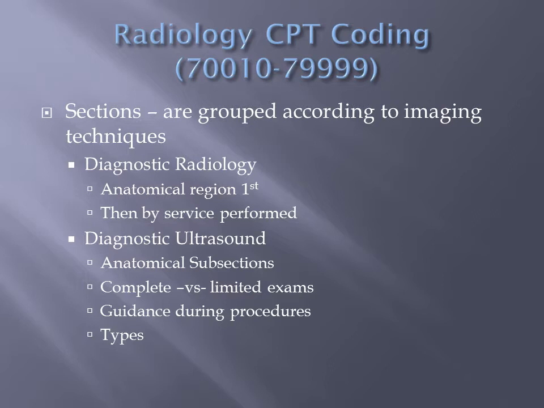Now, types include the A mode, which is a one-dimensional ultrasonic measurement, M mode, which is one-dimensional ultrasonic measurement with movement of a trace to show the amplitude and velocity of the moving structures. B scan is a two-dimensional ultrasonic scan with a two-dimensional display. And a real-time scan is a two-dimensional ultrasonic scan with two-dimensional display of a structure and movement with time.